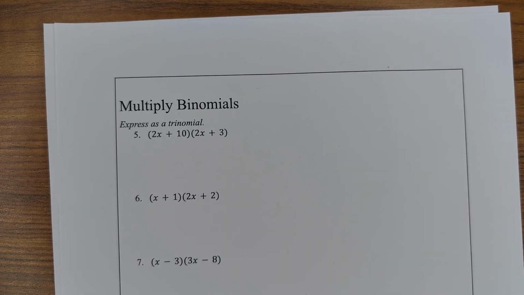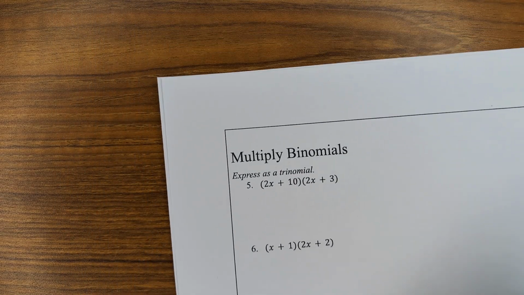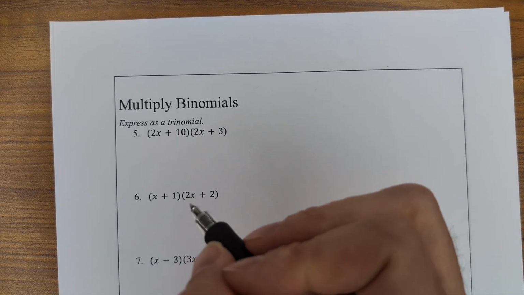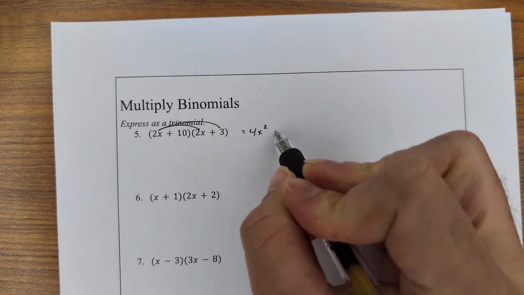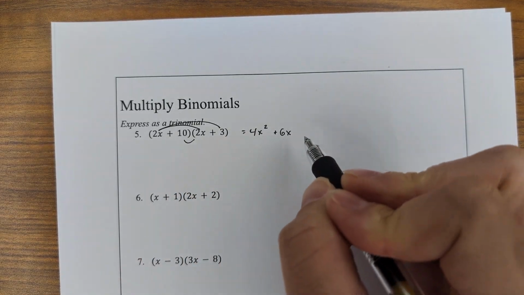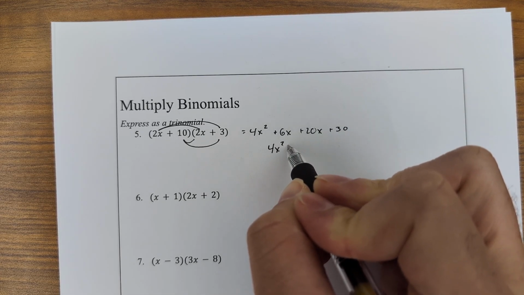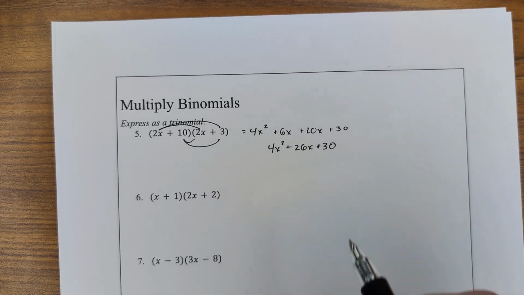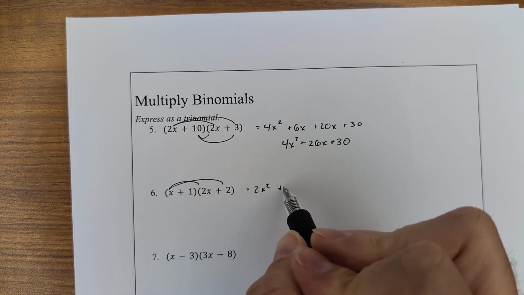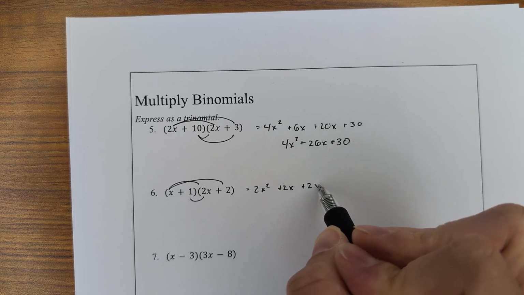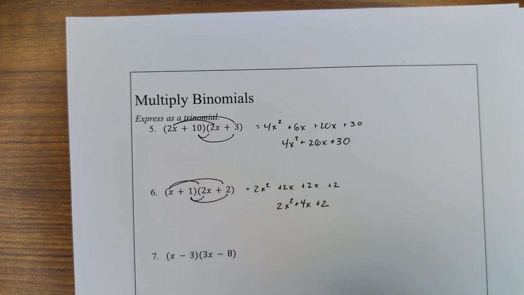Okay, so for multiplication, binomials is foiling. So first, outside, inside, last. So let's see here. Firsts would be 2x times 2x. So that'd be 4x squared. Outsides, 2x times 3, 6x. Insides, 10 times 2x, 20x, and lasts, 30. And then combine our like terms. So for number 6, firsts would be 2x squared, outsides would be 2x, insides would also be 2x, and last would be 2. So 2x squared plus 4x plus 2.